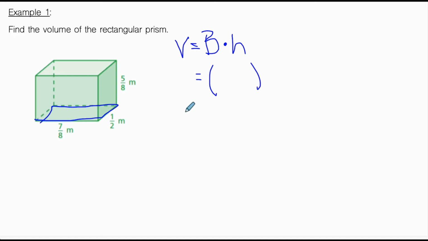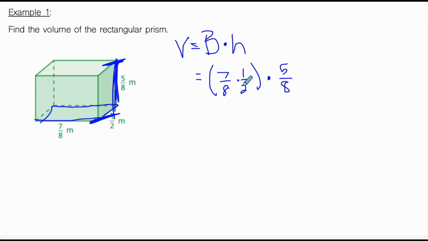And that's going to be length times width. How do you find the area of a rectangle? You multiply length times the width. So 7/8 times 1/2. So that's the area of the base, a rectangle, times the height of the prism, going from base to base. And that's going to be this measure right here, which we are shown as 5/8. So now this just becomes a multiplication problem.